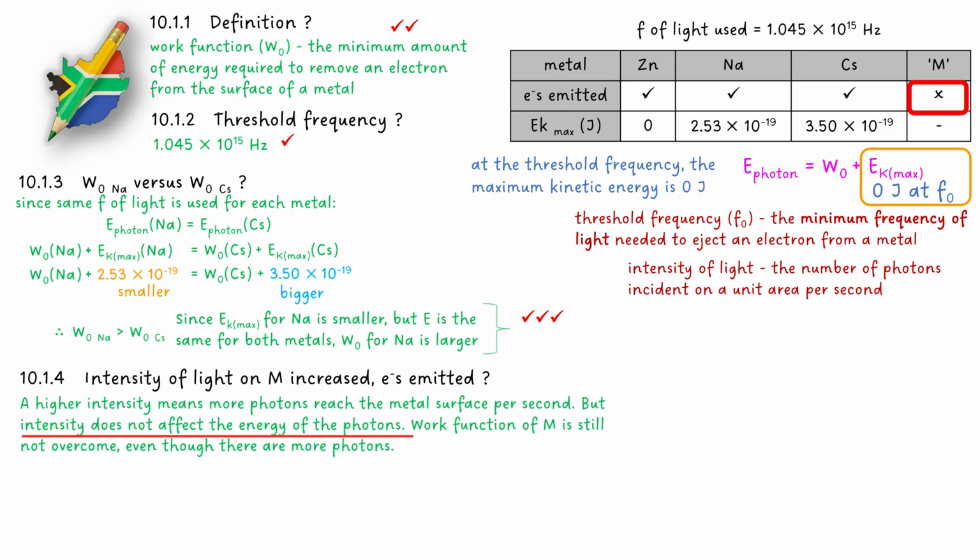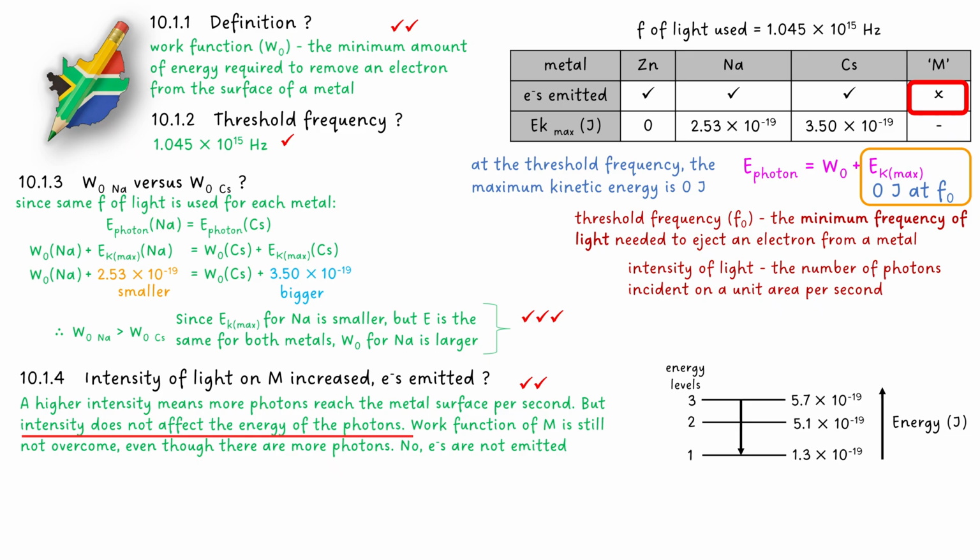We can say that a higher intensity of light means more photons reach the metal surface per second. But intensity does not affect the energy of the photons. The work function of metal M is still not overcome even at the higher intensity because the frequency has not changed. So no, electrons are not emitted. Even at the higher intensity, the work function of metal M is still not overcome.